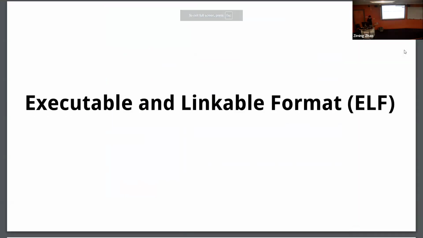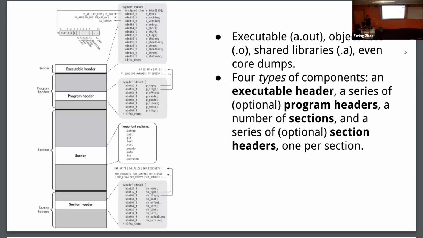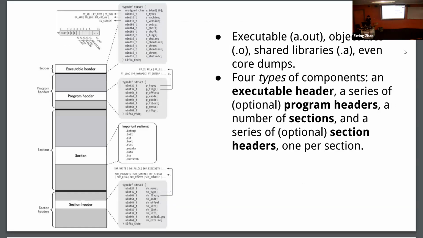Okay, the last piece of background knowledge is the ELF file. We actually talked about this, so let's see if there is anything important we have to cover here. I want to cover a little bit about the header. This is an ELF file, and the ELF file has different modules. There is a program header, an executable header. Then there are different sections and section headers.